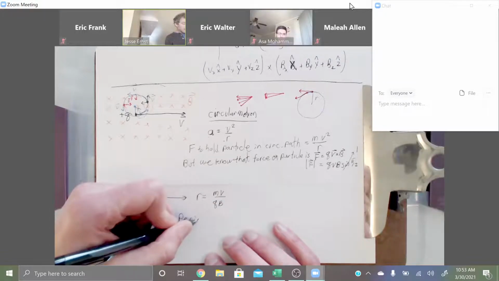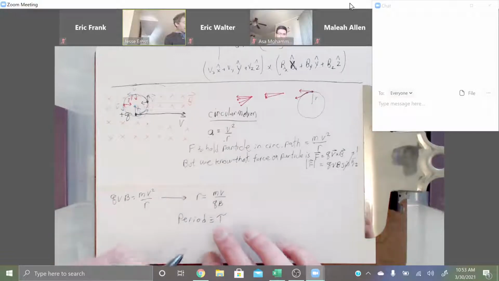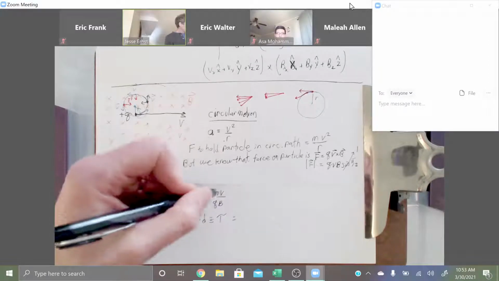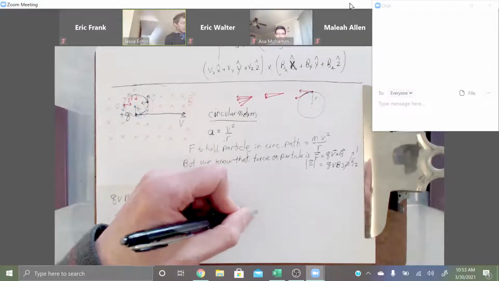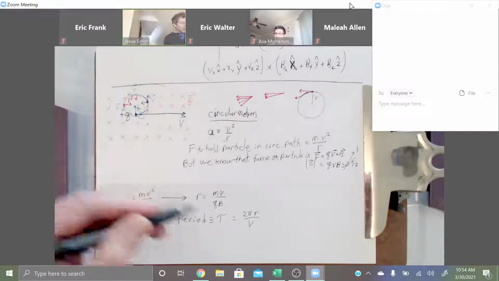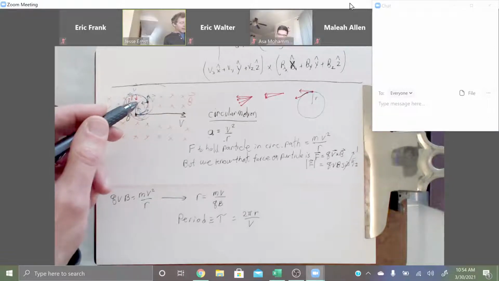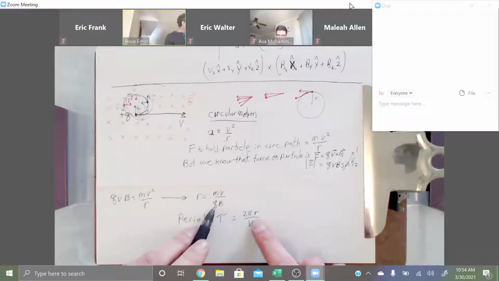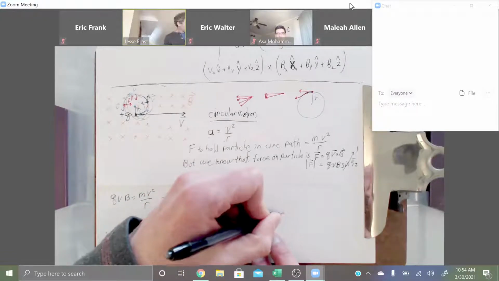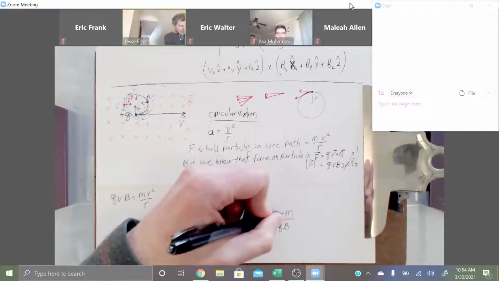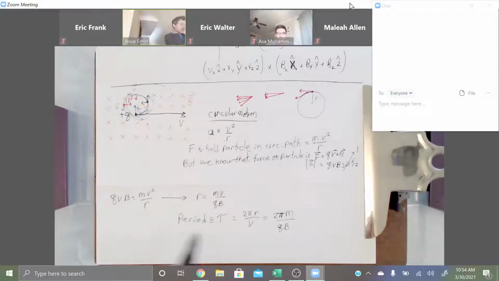Period, which we'll call tau, the time around the circle. Well, that's not very hard. That's just going to be 2 pi r over v. How far it is around the circle, which is 2 pi r, divided by the velocity is the time it takes it to go around. And then just plug in for r, mv over qb. And if you do that, you get 2 pi m over qb. All right, so that's the period. So that's the number of seconds it takes the particle to go around the circle.